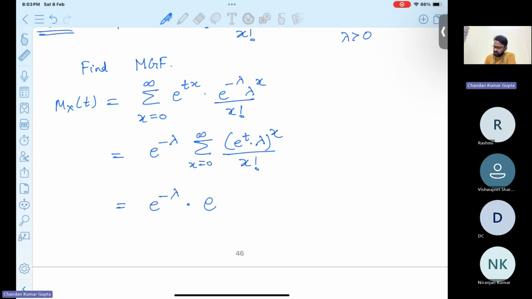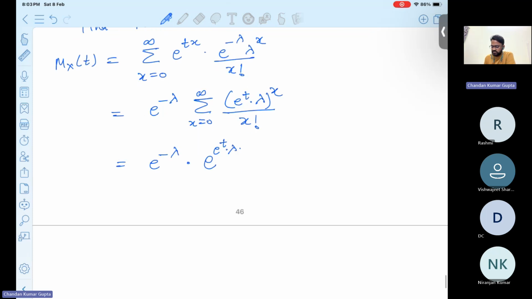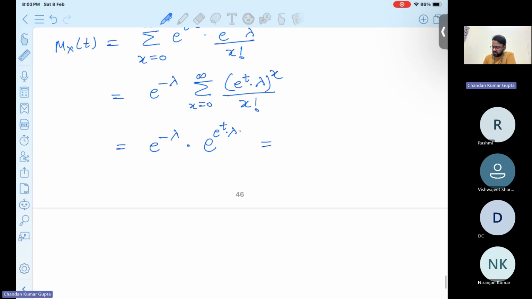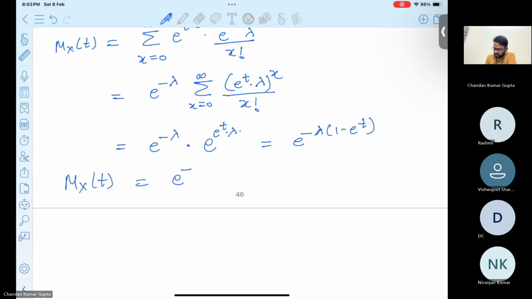Again, this is nothing but the expansion of e to the power of the quantity e to the power t into lambda. So after simplifying, we take minus lambda as common, and M X of t will be e to the power minus lambda times 1 minus e to the power t. This is defined for all t, because for any value of t, this M X of t is defined. So this is the MGF.